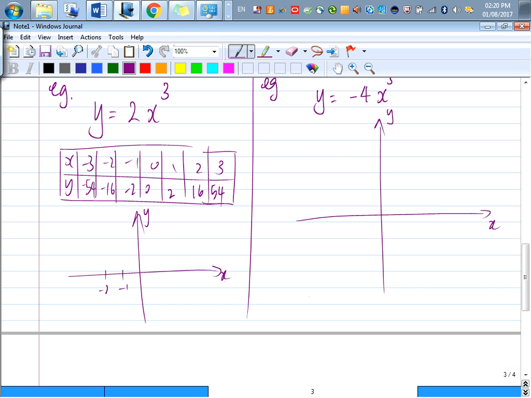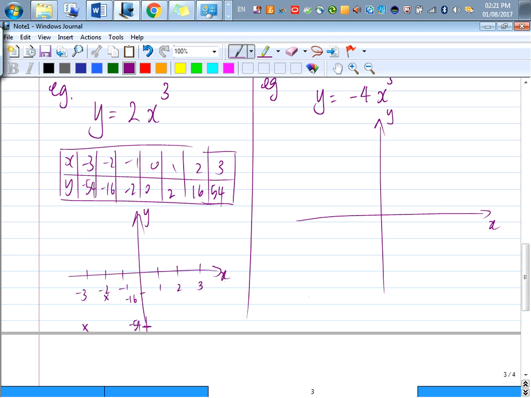-1, -2, -3 here, right? Here we have 1, 2, and 3 on my x-axis. When x is equal to -3, what is my value of y? -54. Wow, very low here, -54. Okay, so one point over here. What is the next value? -16. Okay, it's going to be smaller, maybe over here. -16. So another point here.